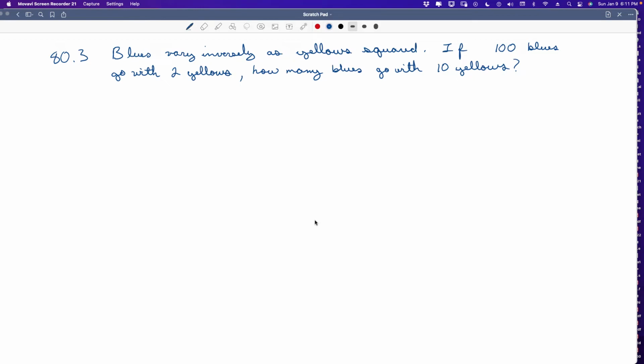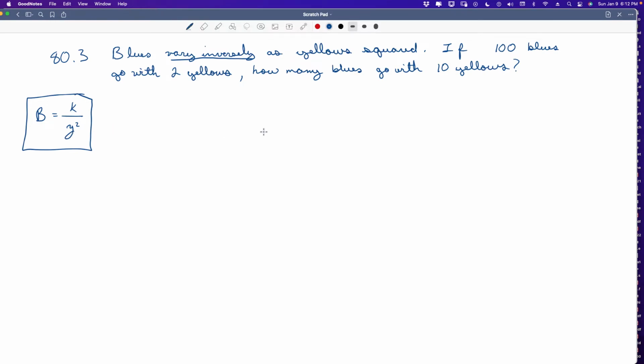So here is our scenario. Blues vary inversely as yellows squared. Normally we would write that as blues vary inversely as yellows squared. That would be our original formula to use. But we're going to do this with the proportionality statement. If 100 blues go with 2 yellows, how many blues go with 10 yellows?